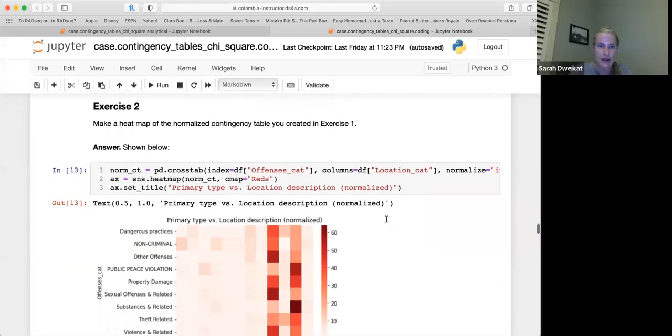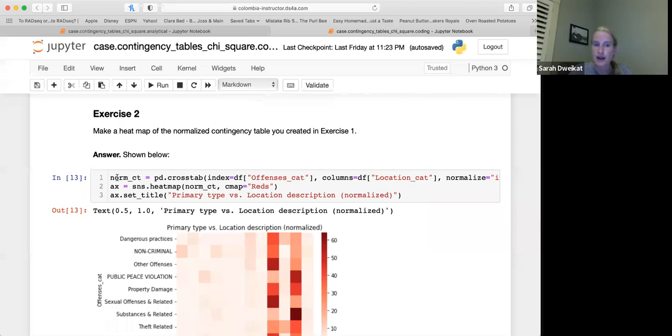So for exercise 2, it's this code, but this time we called it norm_CT, or norm count. So we gave it a name this time so that we could then say, use the Seaborn package, use heatmap, sns.heatmap for the norm count. And we want it to be in the red color palette. And then we gave it a title, and that's the .set_title function.